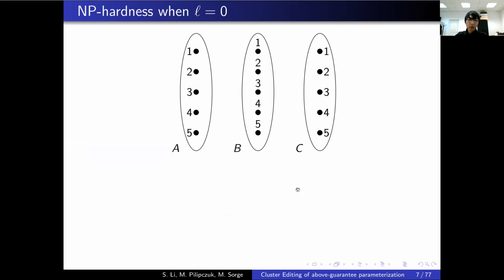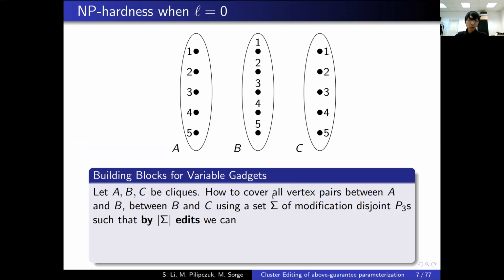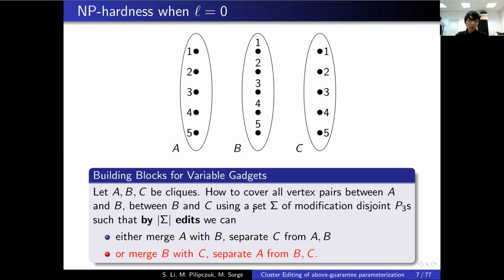Let's go one step further. Suppose we are given 3 cliques A, B, C, each of size 5. How do we cover all vertex pairs between A and B, between B and C, using a set of modification-disjoint P3s, such that we can merge A with B, separate C from AB, or merge B with C, separate A from BC, with exactly the number of edits equal to the size of the packing of modification-disjoint edges?